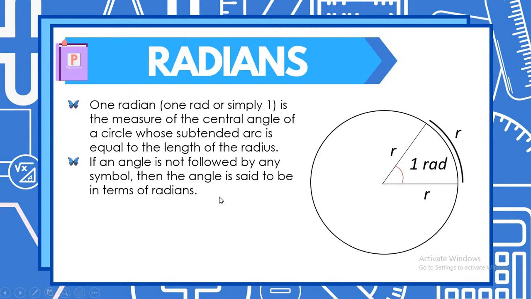Another term you need to be familiar with is radian. Radians is another unit of measurement used for angles. 1 radian is the measure of the central angle of a circle whose subtended arc is equal to the length of the radius. So if we are talking about geometry, and we define what a central angle is, it is an angle whose vertex is at the center of the circle.